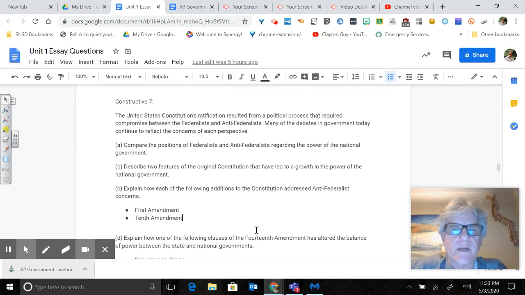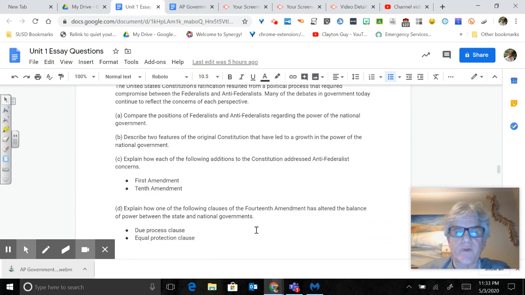The last essay: the United States Constitution ratification resulted from a political process that required compromise between Federalists and Anti-Federalists. Many of the debates in government today continue to reflect the concerns of each perspective. Compare the positions of Federalists and Anti-Federalists regarding the power of the national government. Describe two features of the original Constitution that led to a growth in the power of the national government. Explain how each of the following additions to the Constitution addressed Anti-Federalist concerns. Explain how one of the following clauses of the 14th Amendment has altered the balance of power between states and national government.